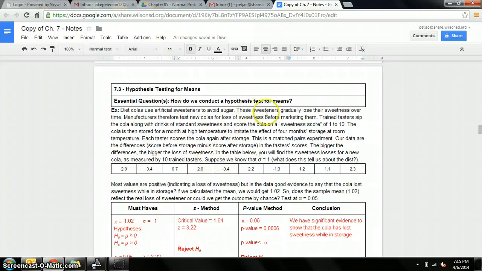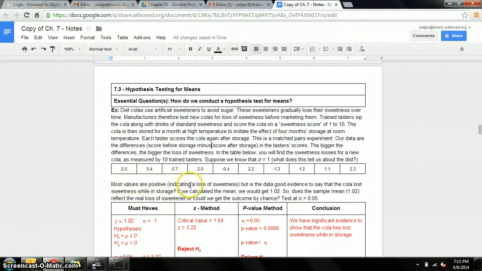You can read through it here. One of our key points here though is we can read right here. It says, suppose we know that the population standard deviation equals 1. So that's an important thing to know because it tells us what type of test we can do.